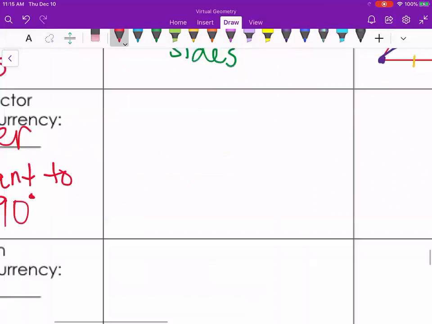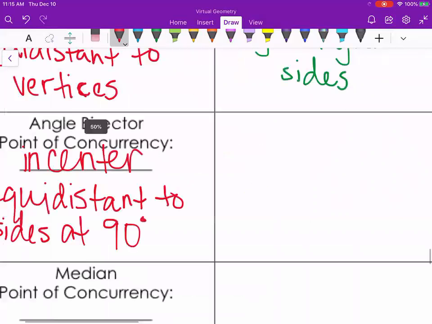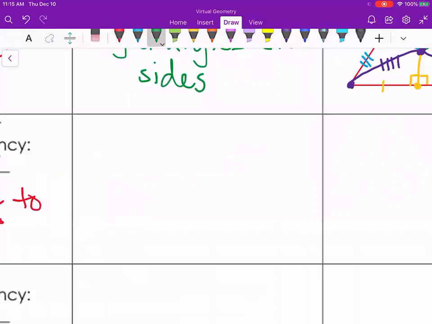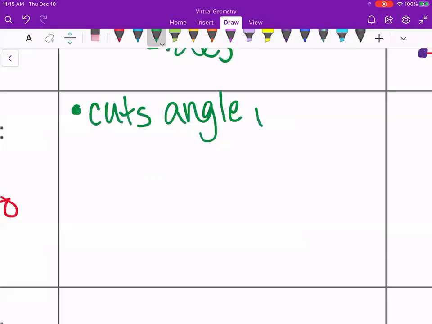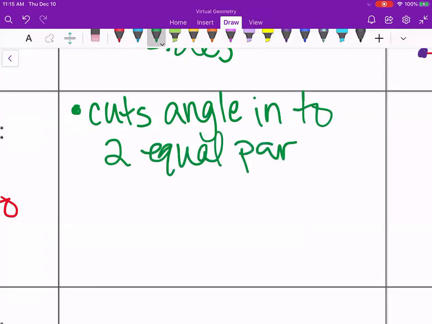Okay, so when we're drawing the angle bisector, it's a little bit bigger. All right, angle bisector starts at a vertex, or more specifically, it cuts angles in half or into two equal parts. And we saw this at the beginning when we did chapter 1, when we talked about bisected angles. So again, we need to look for the congruent curves.